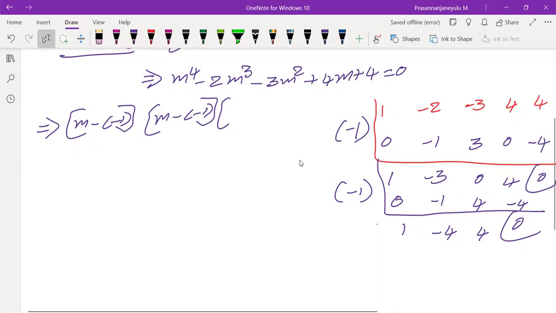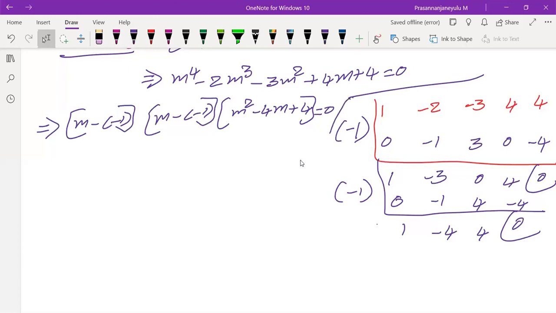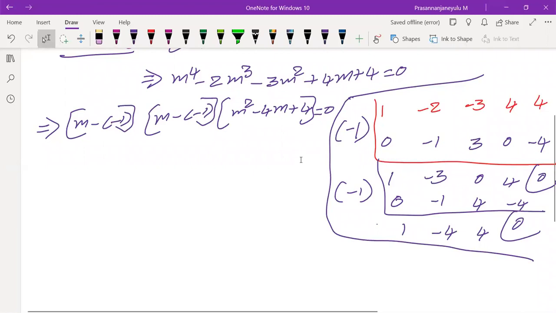These are the coefficients: the coefficient of m square is 1, the coefficient of m is minus 4, and the constant term is plus 4, equal to 0. So this is all rough work. Not rough work, it is fair only. Don't do this rough work in the last page of your answer booklet. Okay, you can do it here itself.